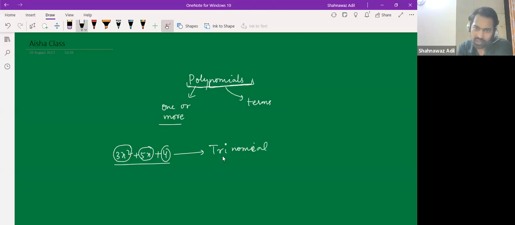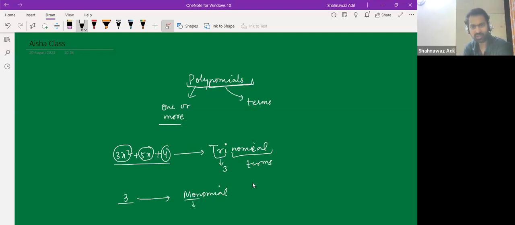Tri meaning three and nomial meaning terms. So this has three terms, right? If I write this term, how many terms are there for this one? A single term, sir, so it's linear. Right, a single term, we have only one term. So this would be called a mono. Mono meaning one and nomial meaning term. So this is a mono.